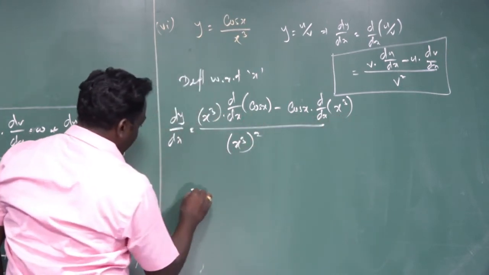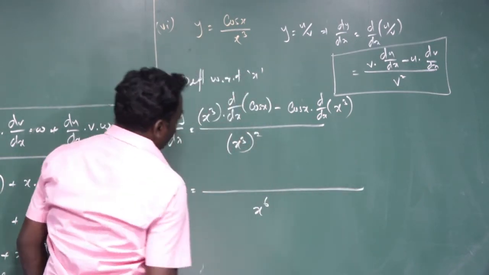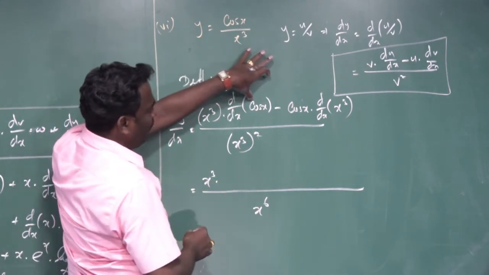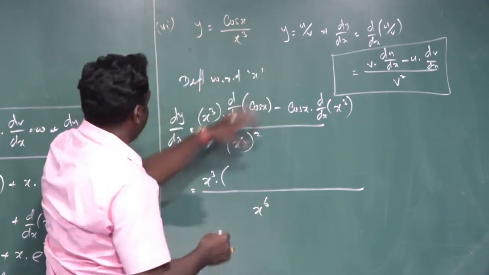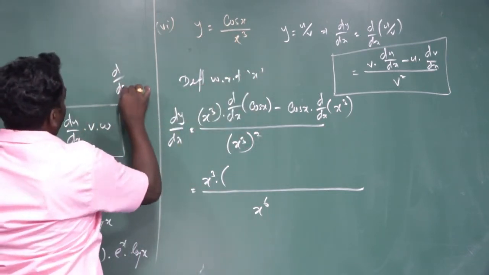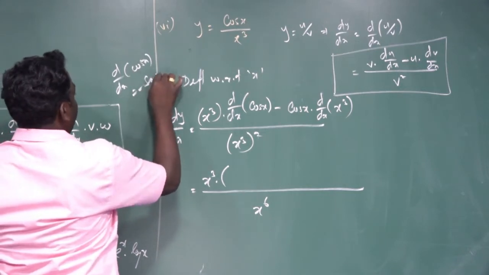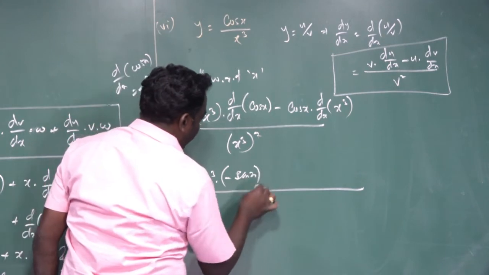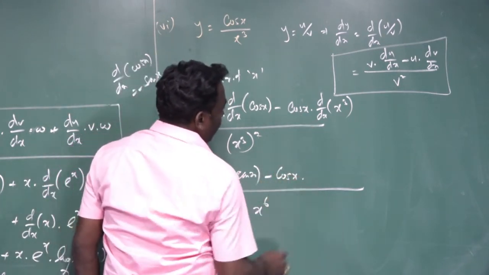Now the differentiation is equal to: the denominator just multiply, x power 6, then x power 3 as it is into the differentiation of cos. Differentiation of cos becomes minus sine. Differentiation of cos x is equal to minus sin x. Therefore minus sin x is the differentiation, minus, then as it is cos x.